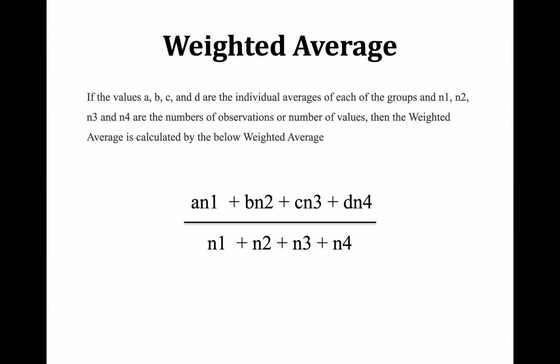So let's try to understand weighted average. If the values A, B, C, and D are the individual averages of each of the groups, and N1, N2, N3, and N4 are the number of observations or the number of values, then the weighted average is calculated by A into N1 plus B into N2 plus C into N3 plus D into N4 by N1 plus N2 plus N3 plus N4.